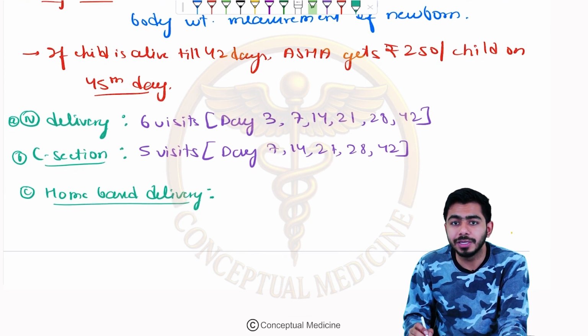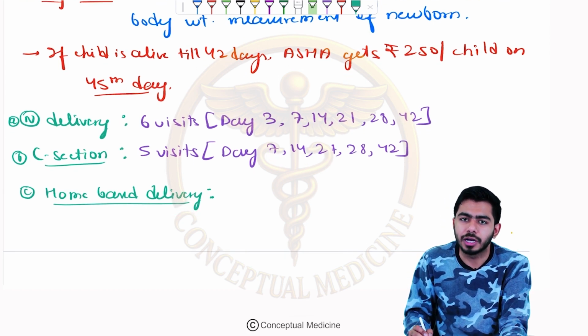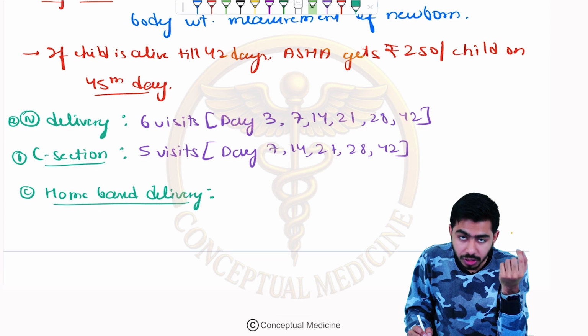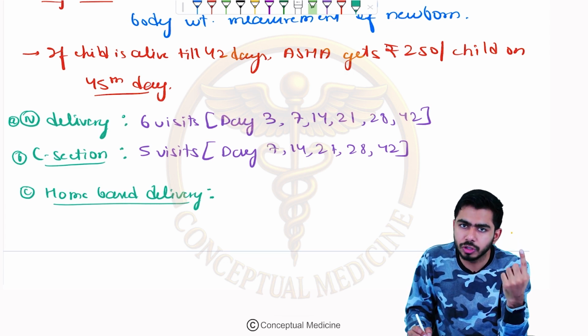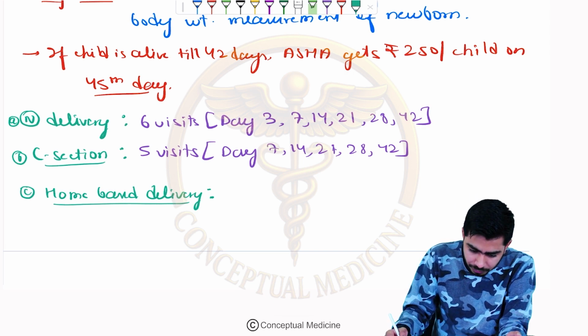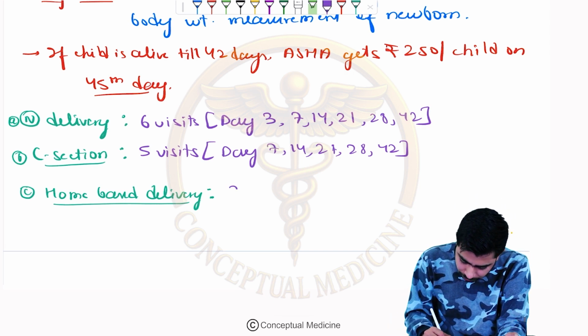So now will the visits by the ASHA worker be increasing or decreasing? The ASHA worker should be visiting more. This kind of child needs more attention, right? So now the visits will be increasing. As compared to the normal delivery, one visit will be added. In the normal delivery, I told you 6 visits. Now here I am telling you 7 visits. How many visits, guys? 7 visits.